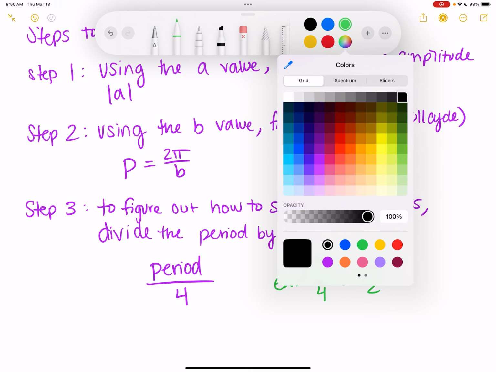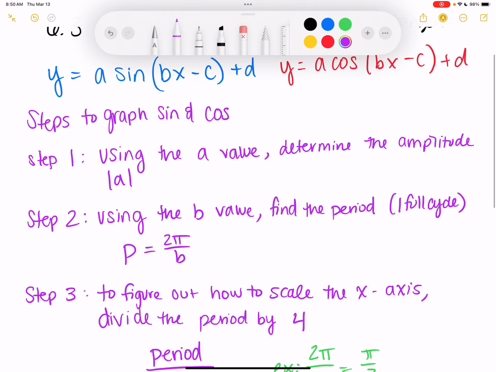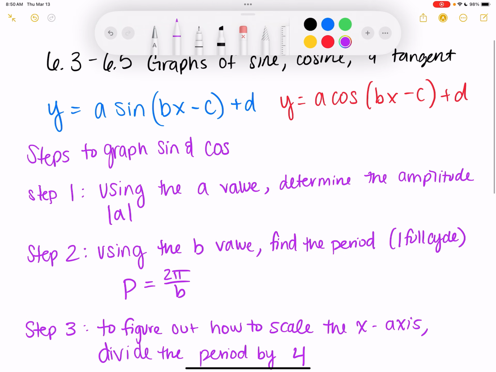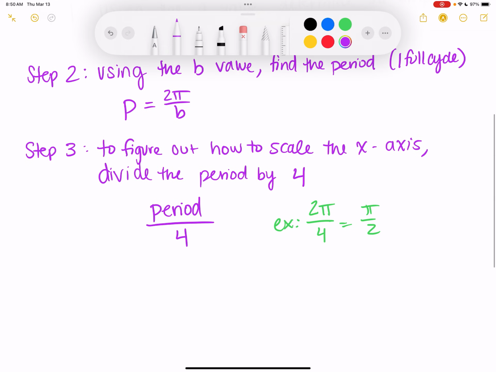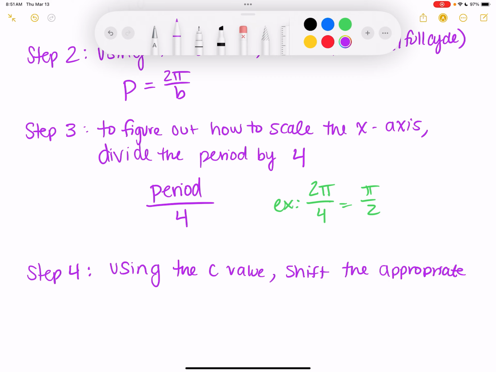So then we're getting into the stuff that is related to, in this formula, C and D, and then if A was negative, we'll get into that as well. So step 4, using the C value, shift the appropriate units left or right.